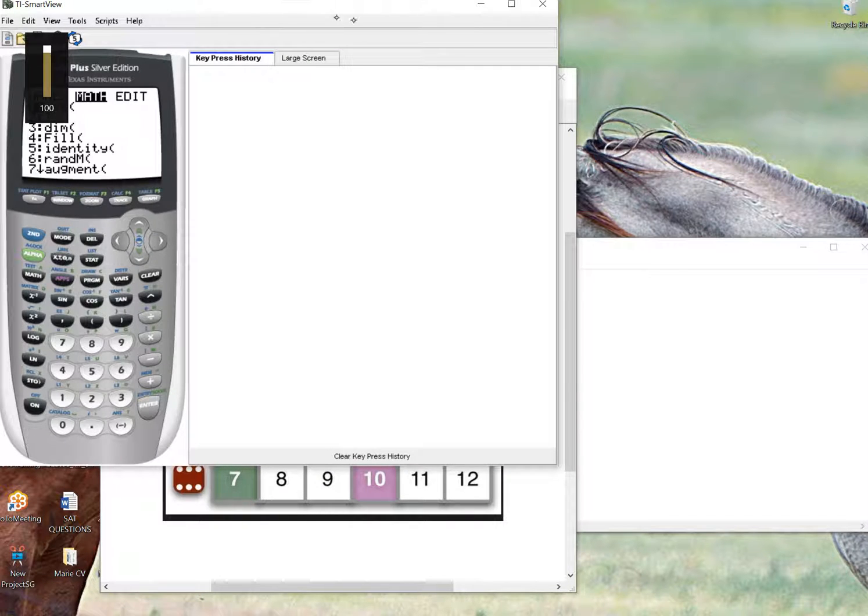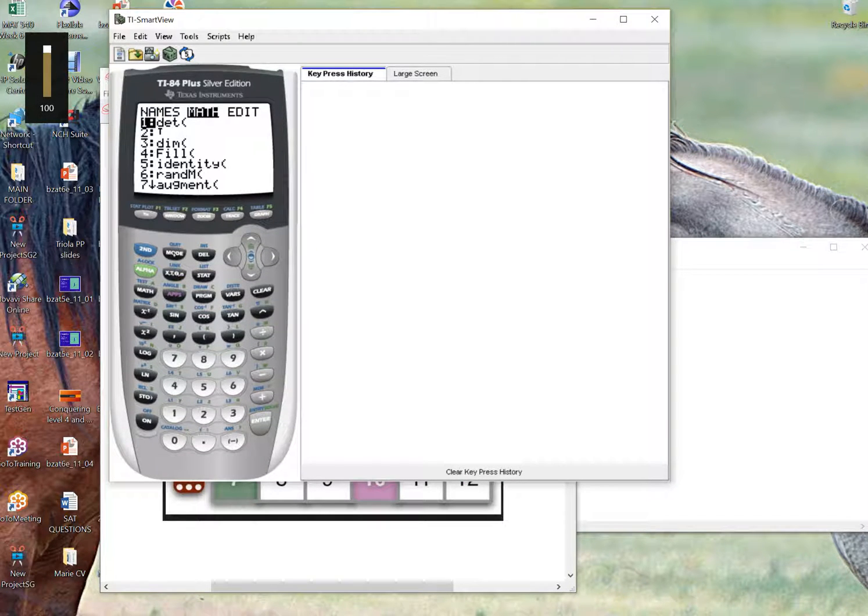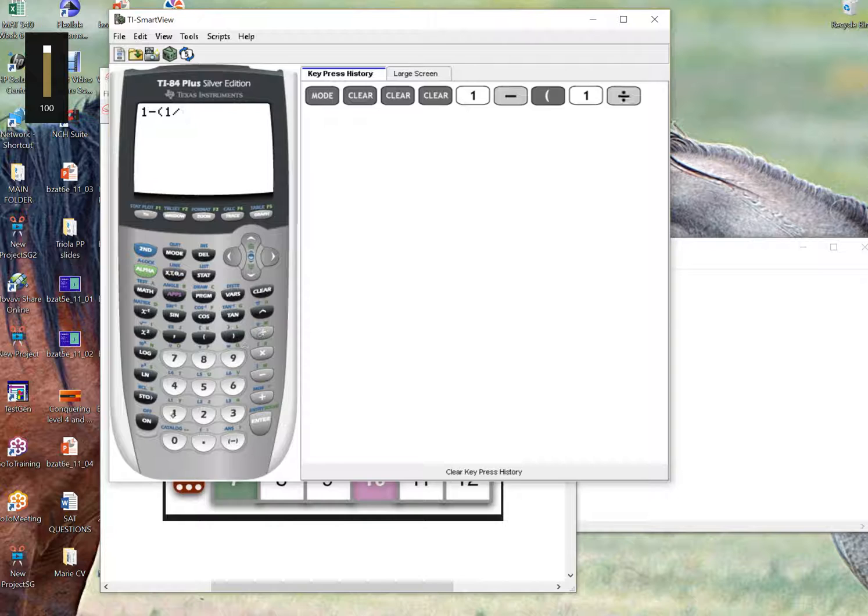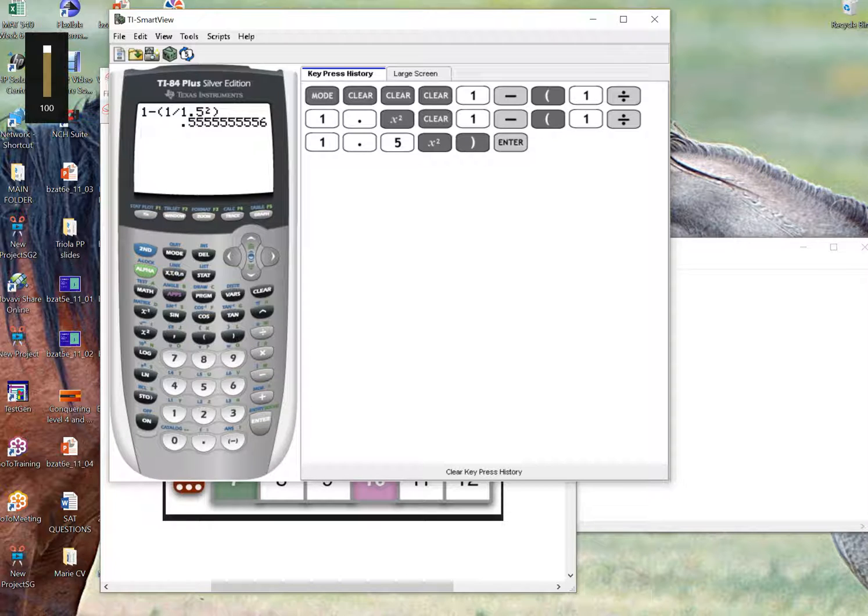All right, and so what we're going to do is 1 minus parentheses 1 divided by 1.5 squared, close parentheses, and you get about 56%.